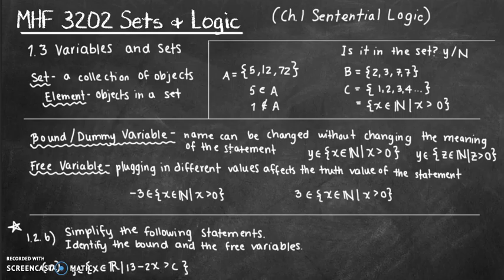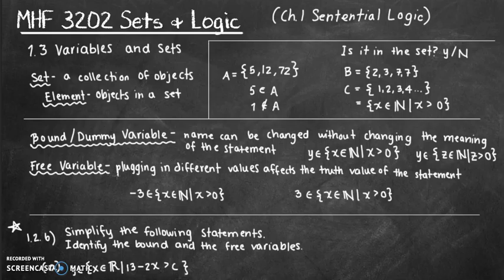So for example, to demonstrate bound/dummy variables, we're going to look at these statements here. So y is an element of x, element of the natural numbers, such that x is greater than 0. If we just change the name of the x to say z, for example, on the right side, it doesn't change the meaning of our statement because z was a bound variable.